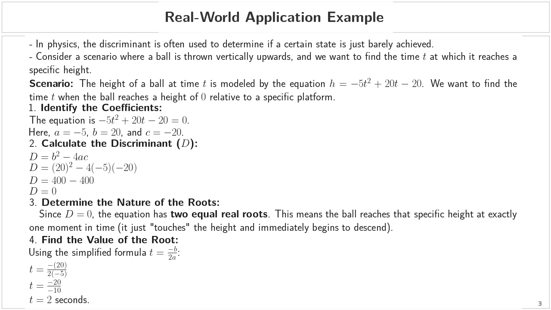Finally, let's find the actual value of that time. Since we are dealing with the case where the discriminant is 0, we don't need the full quadratic formula. We can use the simplified version we derived. T equals negative b divided by 2a.